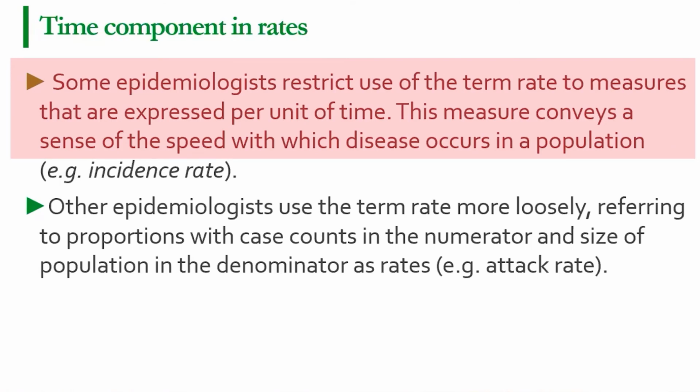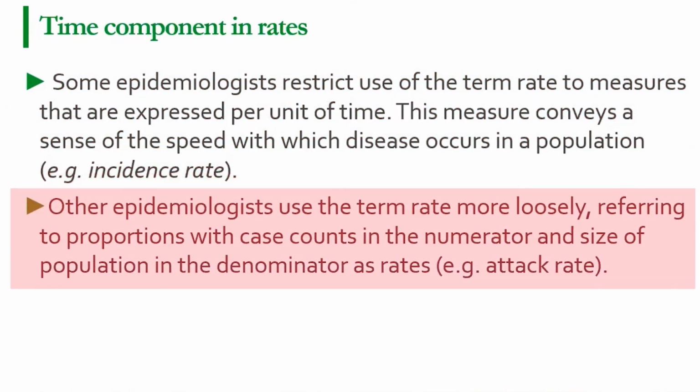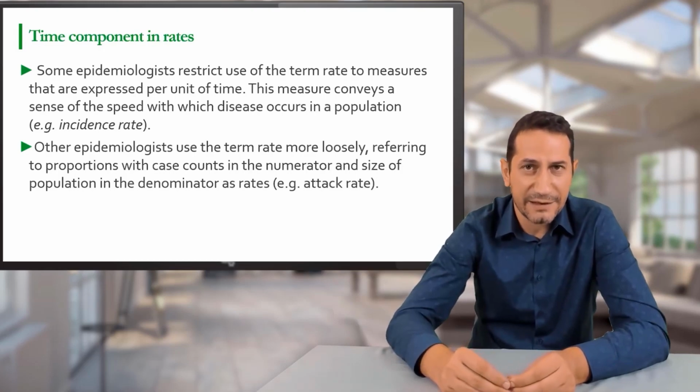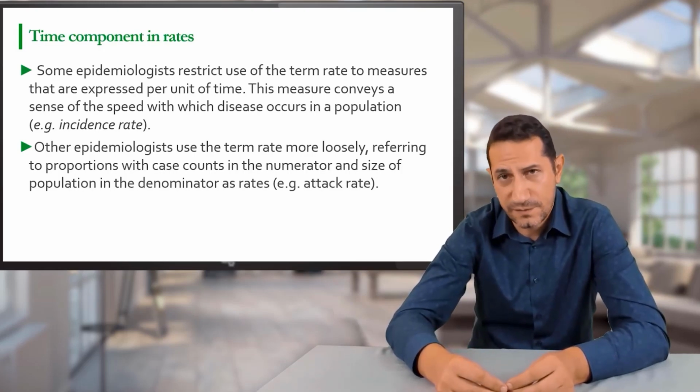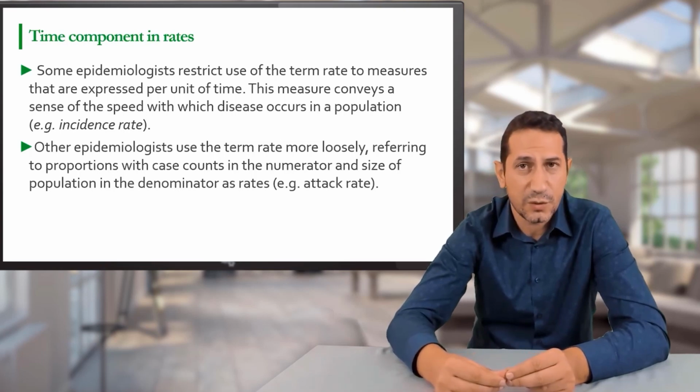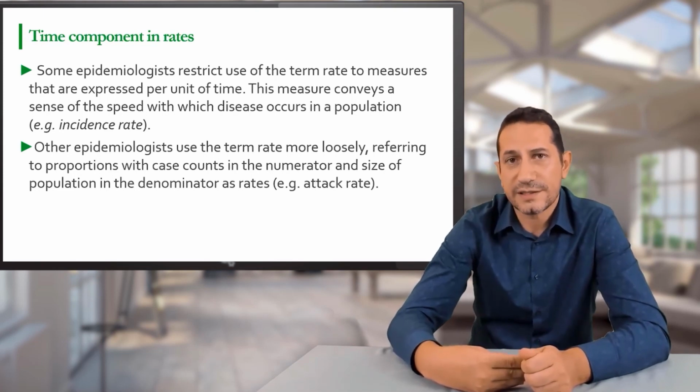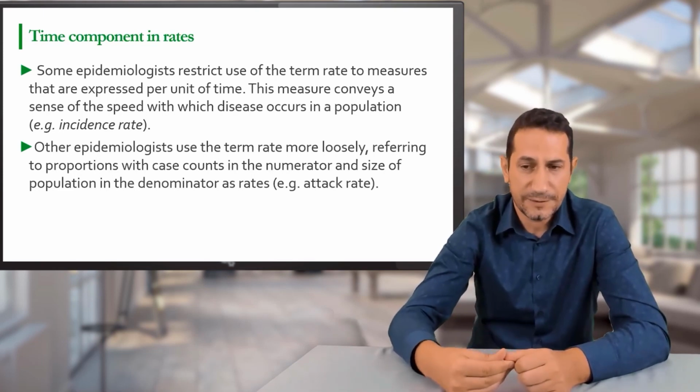But there is another group of epidemiologists which use this term a bit more loosely, which is technically speaking more a proportion, but it's commonly used in the language as a rate. These are, for example, when we have the numerator and the population denominator and use them as a rate, such as the attack rates. But again, these are proportions in terms of our understanding. So it's preferred to use the term rate always where there is a time component attached to it.